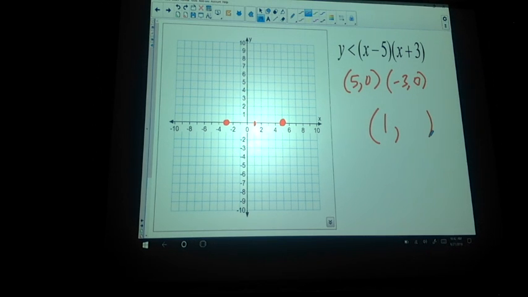So 1 minus negative 4, right? And then 4. Negative 16. So we'll just say that this is 1, negative 16. Is that okay? Solid or dotted? Dotted.